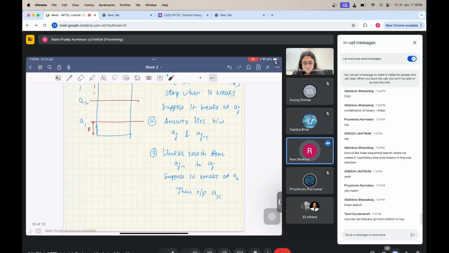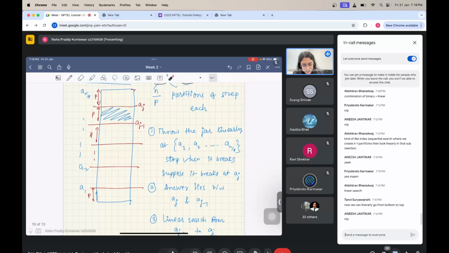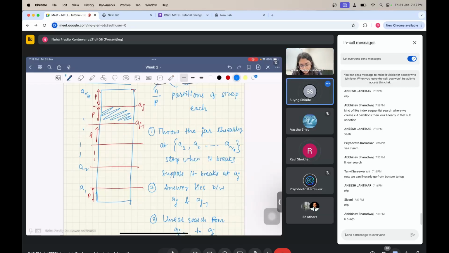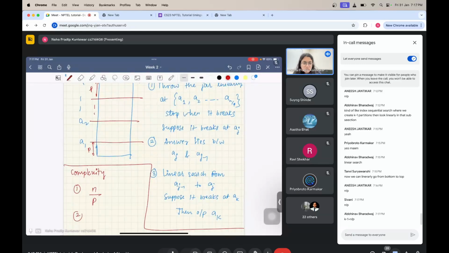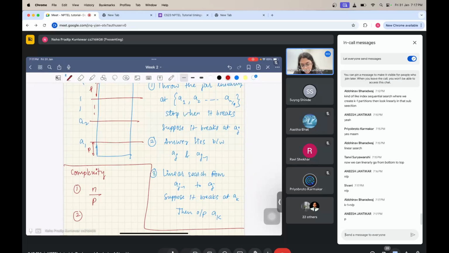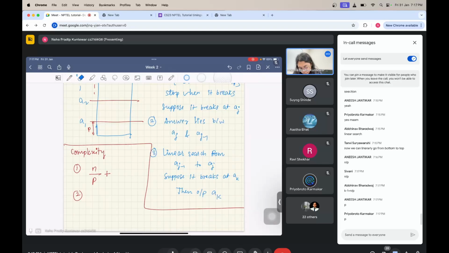Shouldn't it be n again? Let's break it step by step. In the first part, how many times did I throw? At max n over p. In the first part we ended up throwing n over p times, and in the second part how many times did we end up throwing at max? P. So the total complexity is n over p plus p.